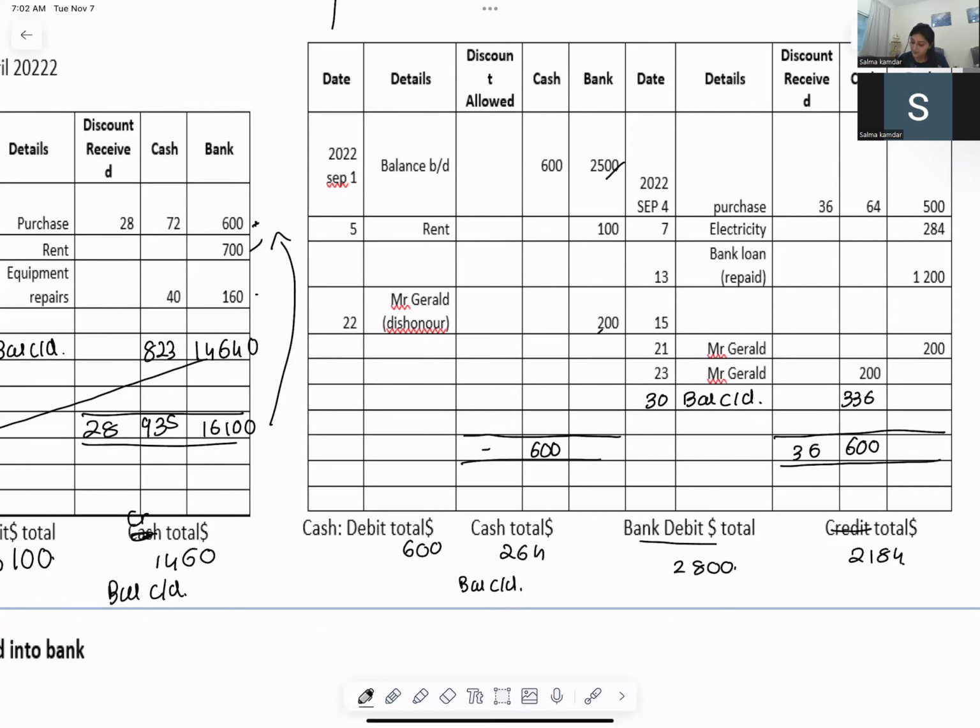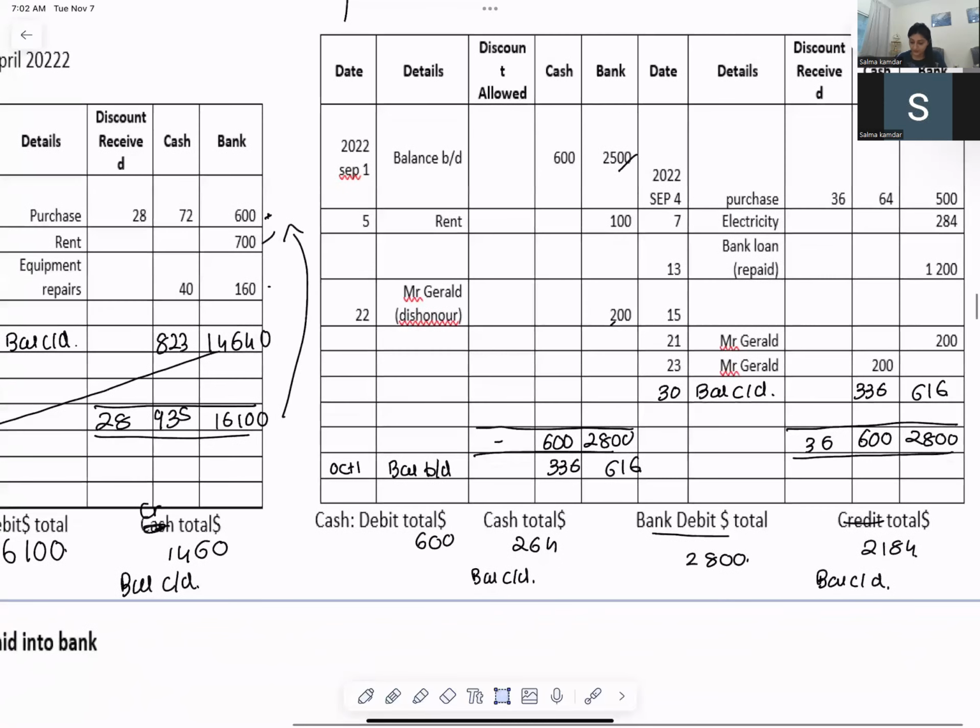The debit total is more. I will write it on both the sides. From the debit total, I will deduct the credit total and the balance closed down will come on the credit side. So it will be 2,800 less 2,184. So it is 616 will be the balance closed down. And on October 1, the same will be balance brought down. So this is done with the totaling.